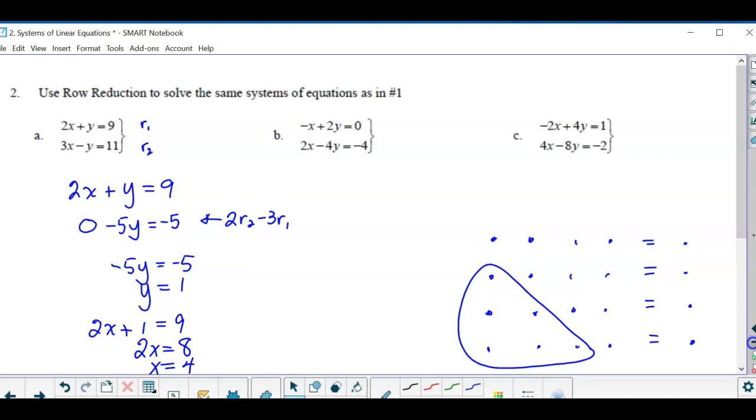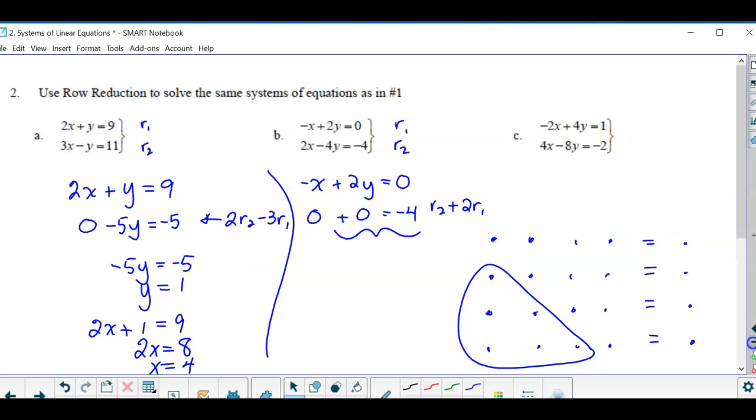Okay, so the next one, same kind of deal here. So this is R1, this is R2. So you can leave the first one. And then how do you get this entry to be 0? Well, you could take R2 and add 2 times R1. Second row, add 2 times 2y is 4y. That's going to be 0. This 2 times this is -4. And so that, right, is not possible. So no solutions.